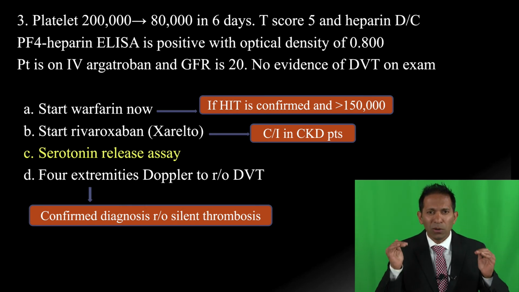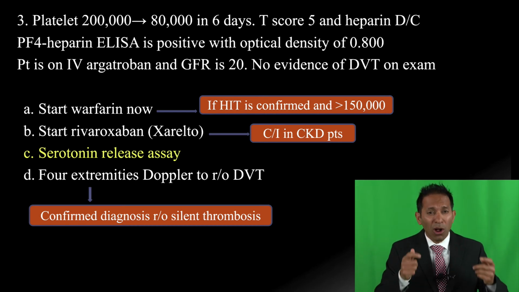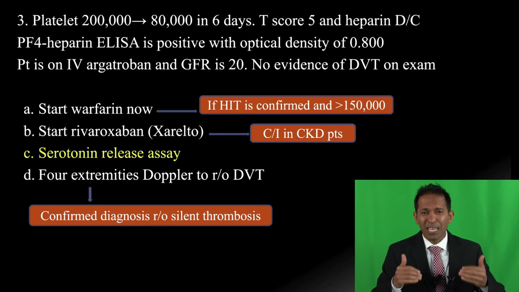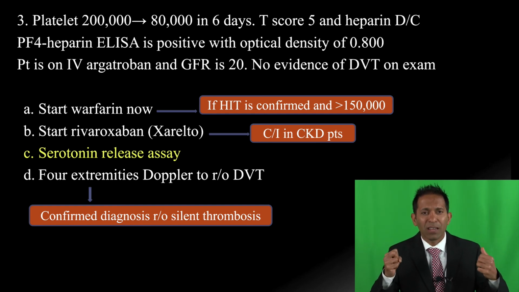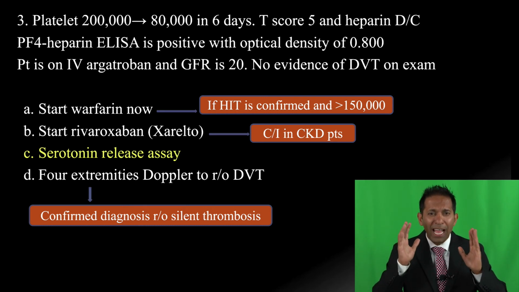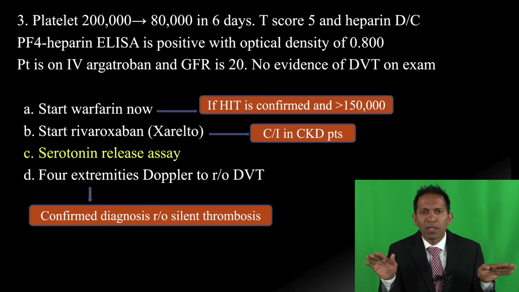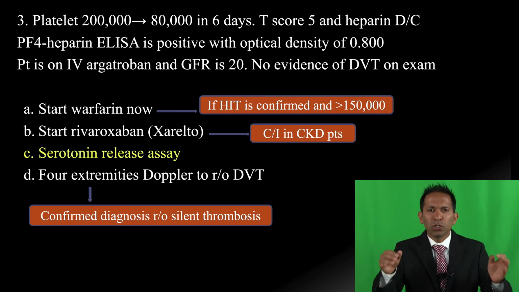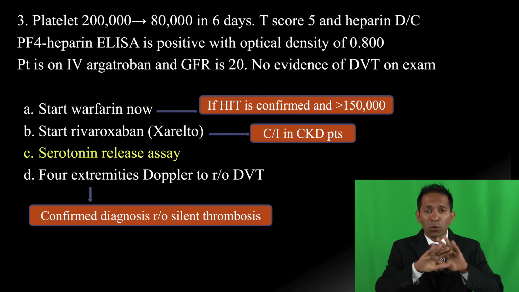So your threshold for ordering venous Doppler or imaging should be very low. If patients are symptomatic, if they are having headache, if they are having abdominal angina, you should do appropriate imaging right away. If they are asymptomatic and you have confirmed they have HIT, you should just order 4 extremity venous Doppler to rule out DVT.